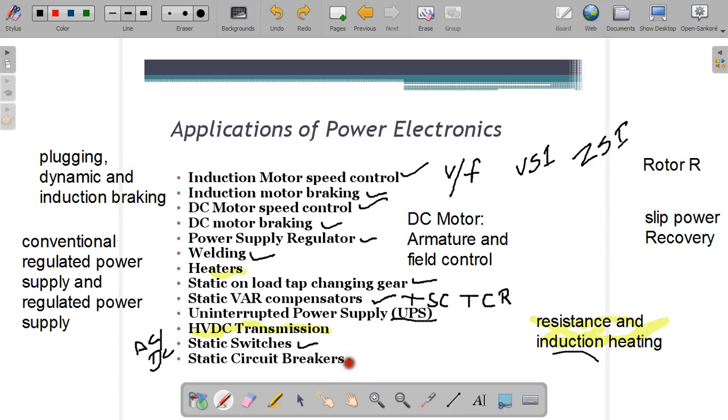Now let's move to the next and last application, that is static circuit breaker. These are semiconductor devices which provide a rapid and reliable interruption of a continuous current. There may be AC circuit breakers and DC circuit breakers, and these all are applications of a power electronics processor or power electronics converter.